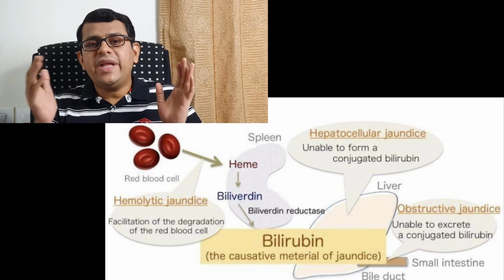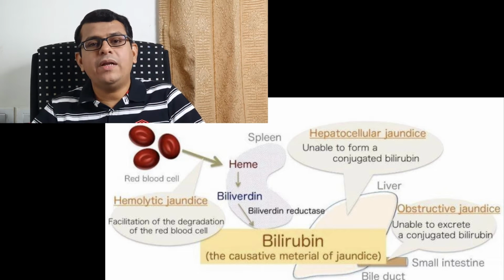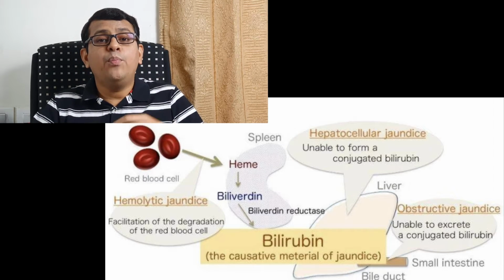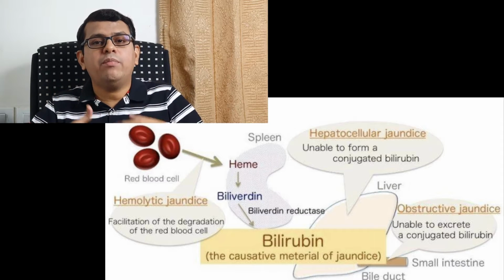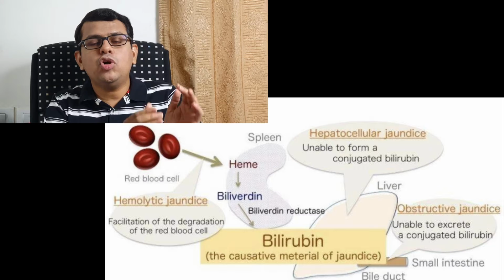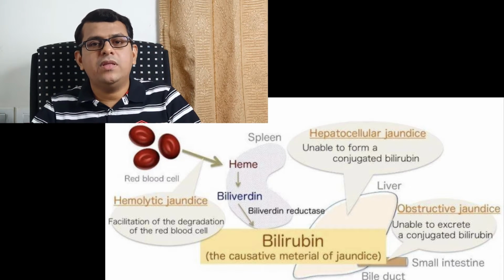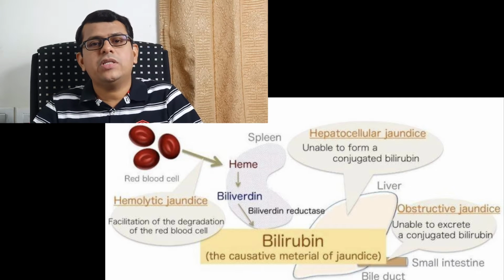If you think of it clearly, this can happen because of three reasons. One, you can have more RBCs being destroyed, more RBCs recycled, and more bilirubin produced, so the normal excretory amount is exceeded and you have excess bilirubin. This is called hemolytic jaundice.